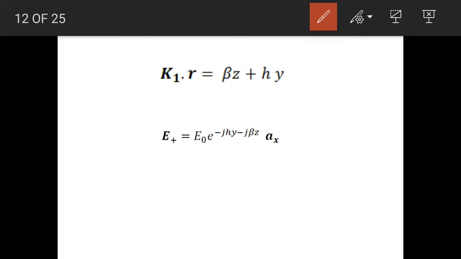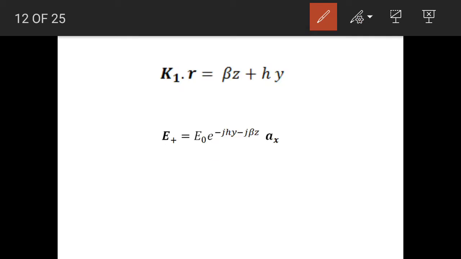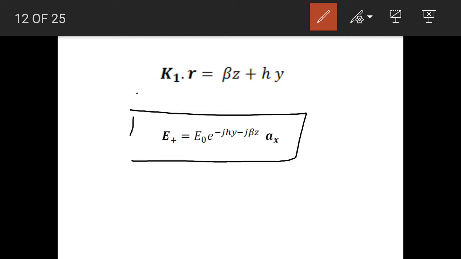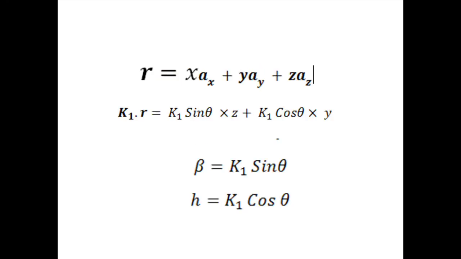So you see this is the electric field intensity of the ray which is moving in the upward direction. The electric field intensity of the ray which is moving in the upward direction in the central layer of the symmetrical waveguide is equal to E naught into e raised to power minus j hy minus j beta z ax. Now what we do, we consider the ray which is moving in the downward direction.